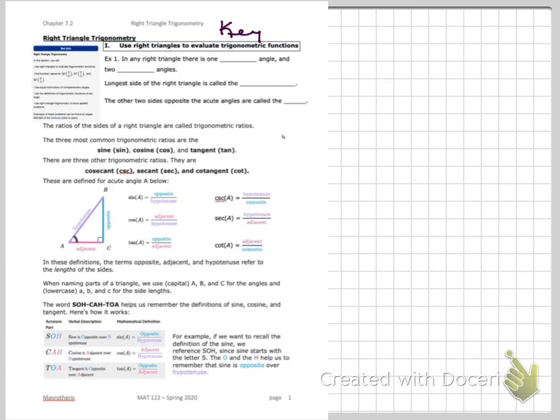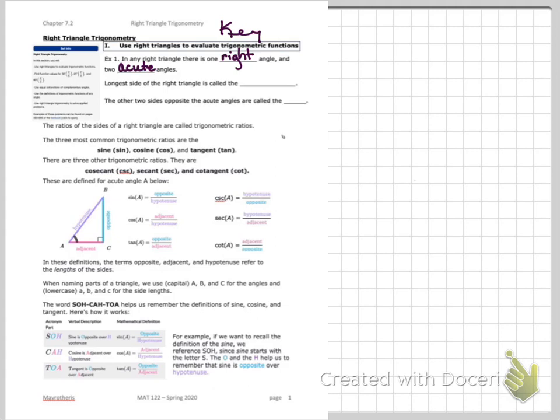So, example 1, in any right triangle, there is one right angle and two acute angles. Keep in mind, the reason it's called a right triangle is because it has that right angle in it. That right angle is a 90-degree angle. You may remember from geometry that all three angles in a triangle always add to 180. So that means if one of those angles is a right angle and taking up 90 degrees of that 180, the other two have to add to 90 as well, okay?